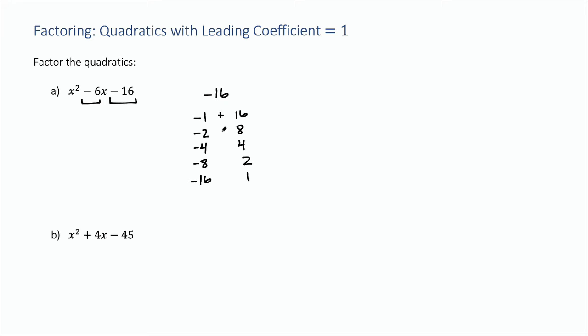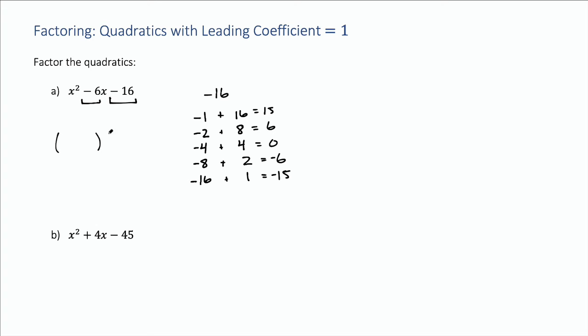Okay, so when adding these pairs, we're looking for a negative 6. Well, that's 15, that's positive 6, that's 0. There's our negative 6. And so we'll just look for the pair that adds to be that negative 6. So negative 8 and 2 are the pair that we use to factor this.